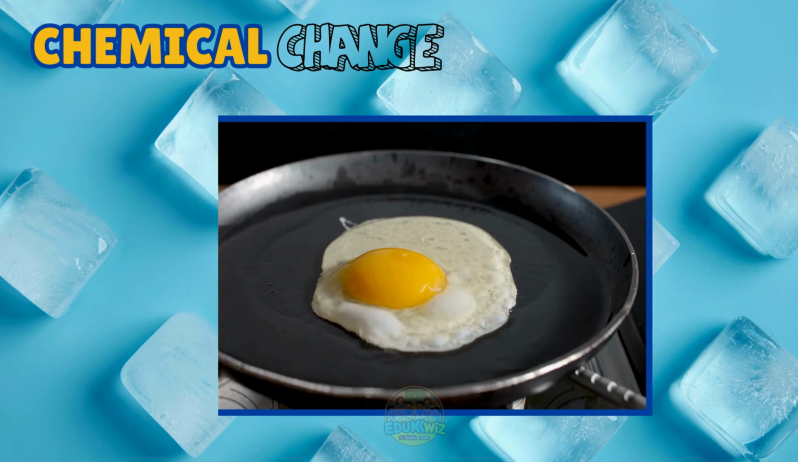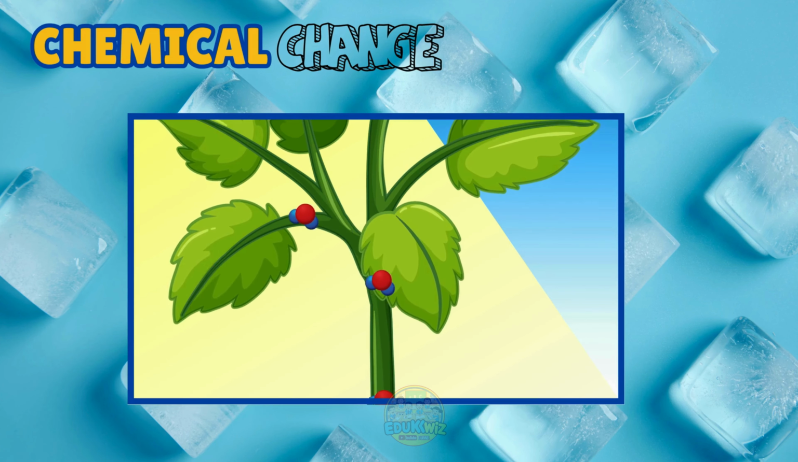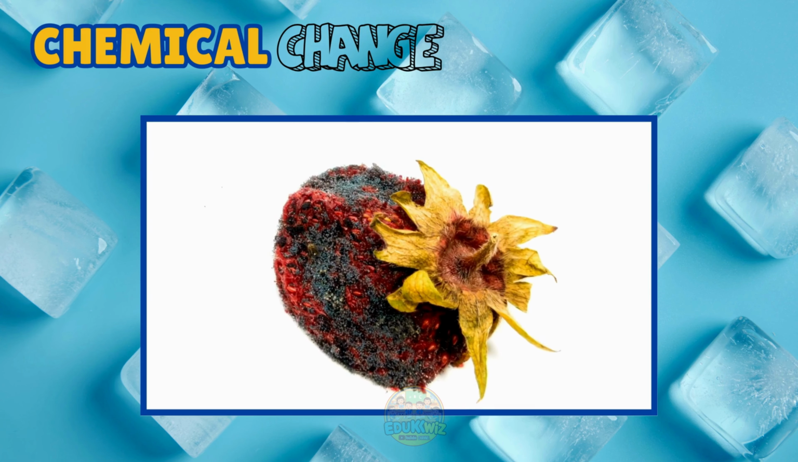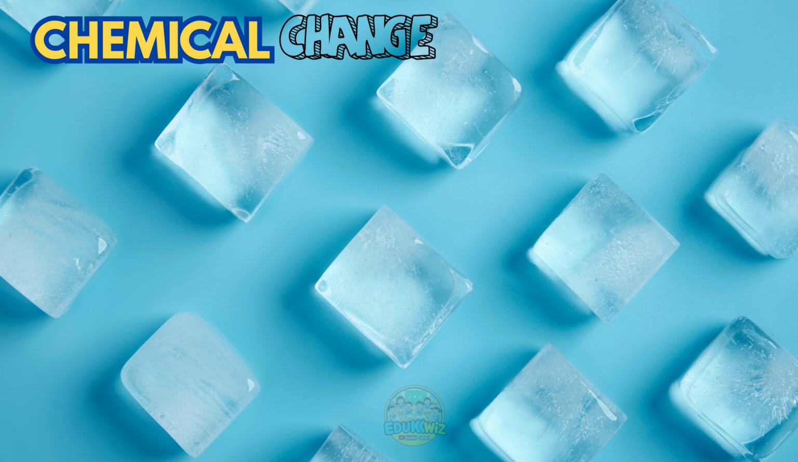Nope. Plants making food from sunlight, called photosynthesis. Plants create sugar using sunlight, air, and water. Rotting vegetables. Smelly, mushy, and not the same as before. And now let's dig deeper about the common chemical changes.